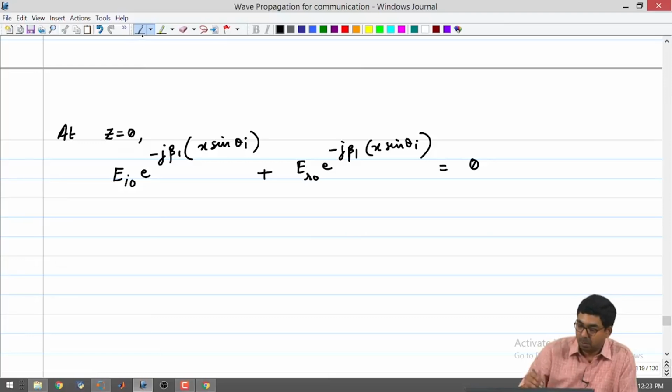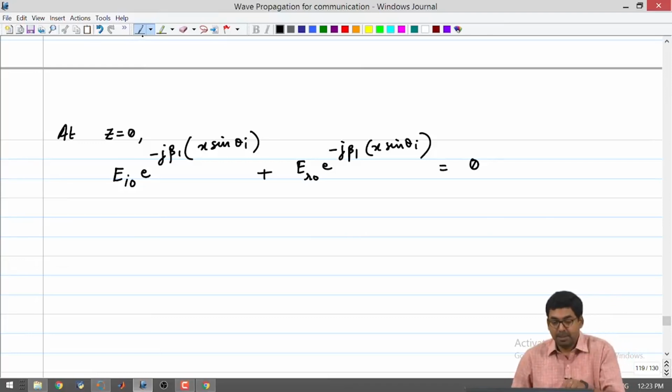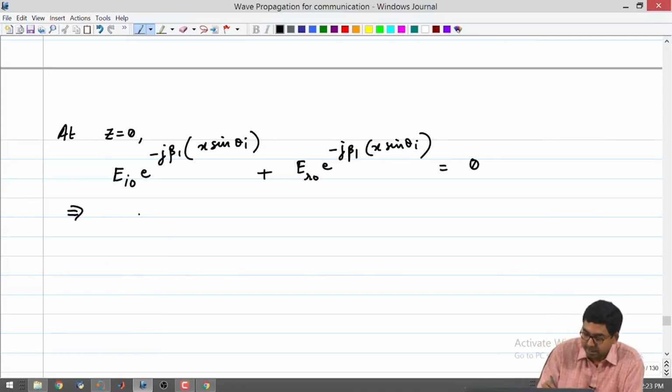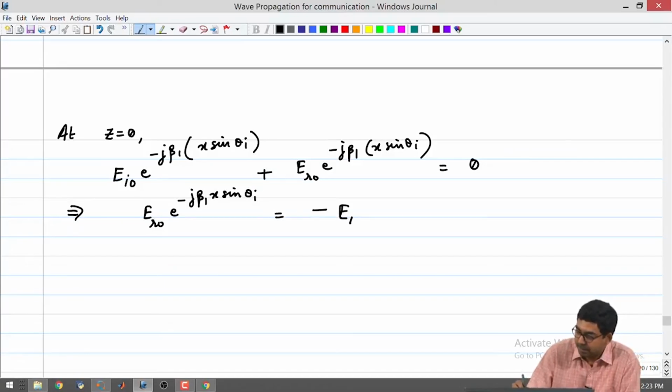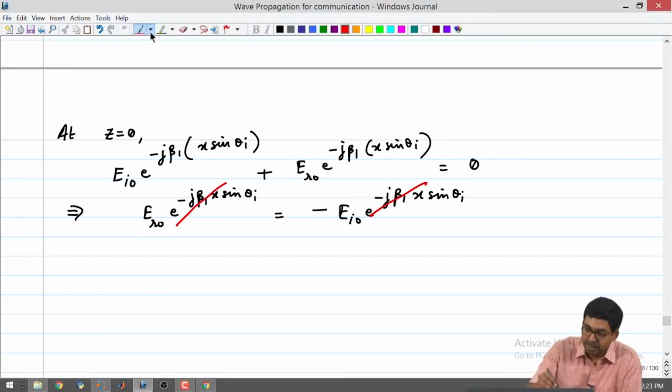All right. Now, what do these mean? This means that the sum of these two is equal to 0, or I can say that rearranging this, ER naught e to the minus j beta 1 x sin theta I is going to be equal to minus EI naught e to the minus j beta 1 x sin theta I. I have some common terms, can cancel them, and then this will give me the inference that ER naught is equal to minus EI naught.